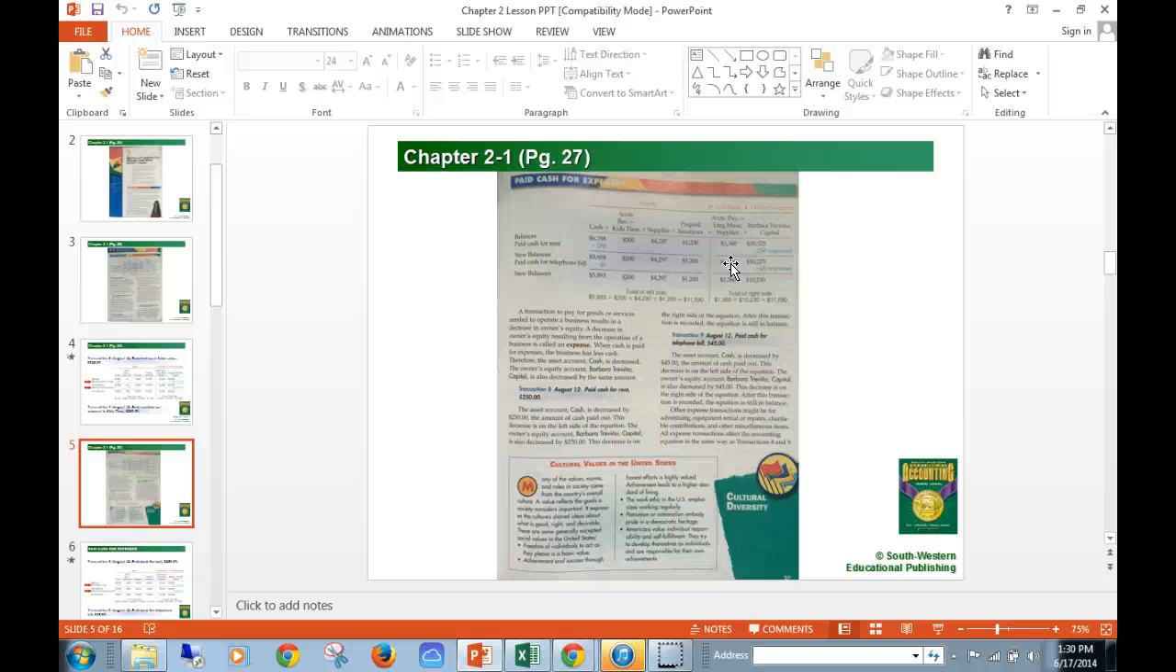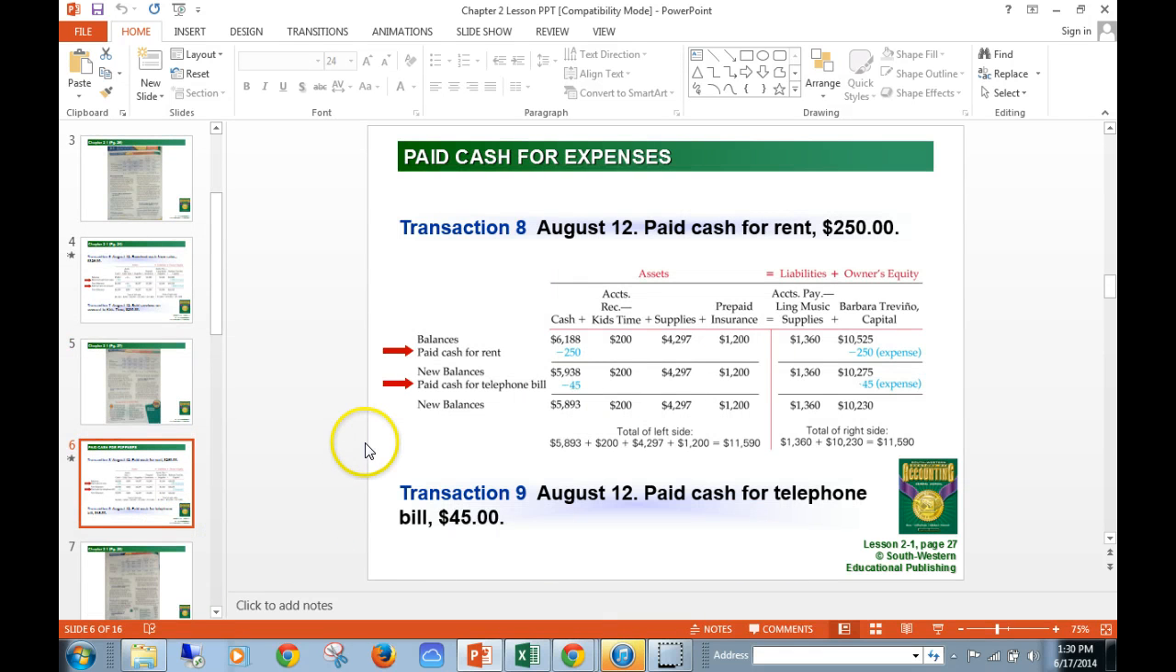So, looking at the first transaction here, transaction 8, August 12th, we paid cash for rent. We rent a building, so every month we have to pay for that building, just like if it was an apartment or a house that you were renting. How we look at that transaction here, to make this a little easier this time: we paid cash for rent, so we're going to deduct $250. Most likely we wrote a check out of our business checking account, not our personal checking account. And again, the expense is going to come out of our capital.